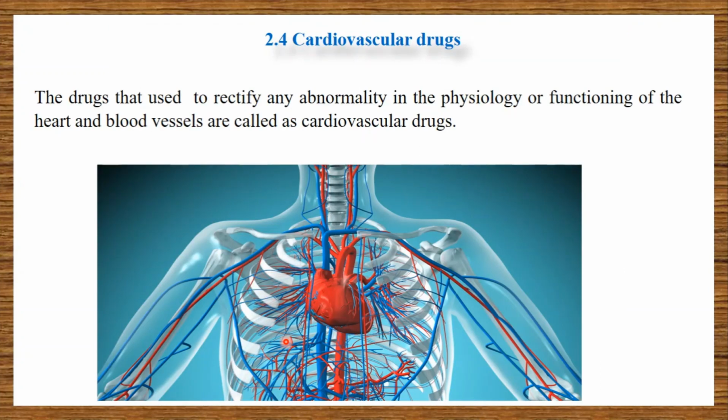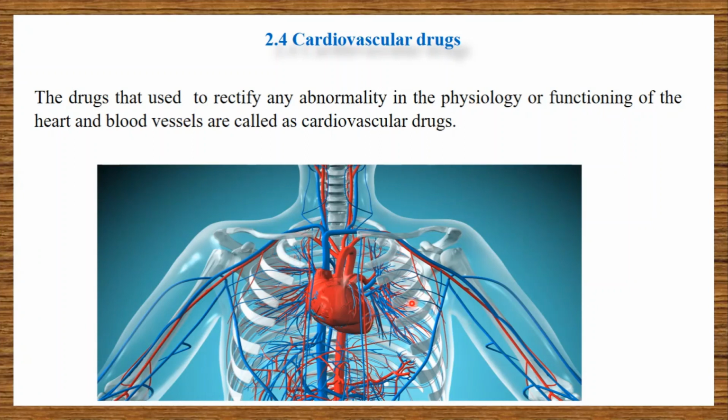So students, I'm now starting our new chapter, that is cardiovascular drugs. The heart and blood vessels constitute the cardiovascular system. The function of the heart is to pump blood, whereas the blood vessels, that is arteries and veins, distribute that blood to different parts of the body.